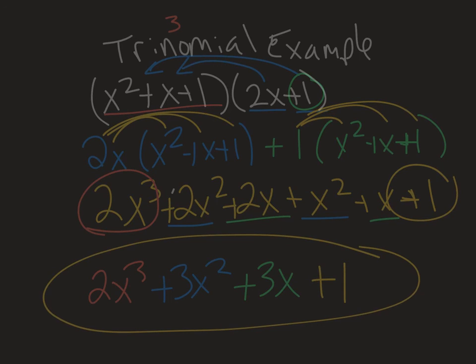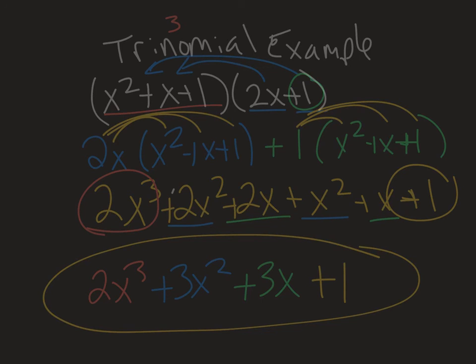So ultimately, if I do this multiplication with this trinomial, I get 2x cubed plus 3x squared plus 3x plus 1. Now remember, those different powers on the x's, I can't combine them with addition and subtraction, so this is as good as it gets until I know what x is.